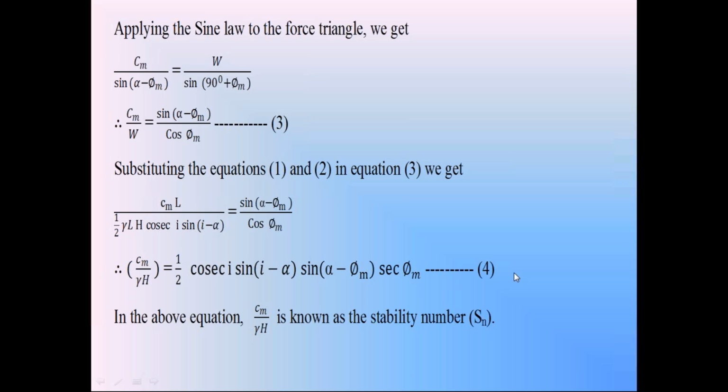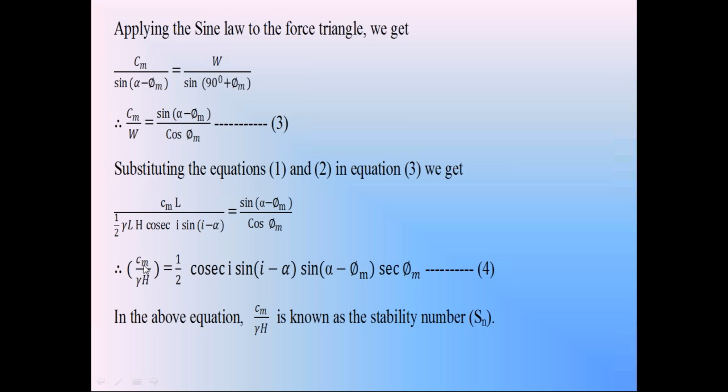Now in this equation 4, in Kalman's equation 4, this ratio Cm by gamma h is called the stability number. In Kalman's procedure, by substituting the units, please listen everyone, the unit of Cm is Newton per meter square. Gamma is Newton per meter cube, into height h in meters. So in the denominator, Newton per meter cube into meter becomes Newton per meter square.